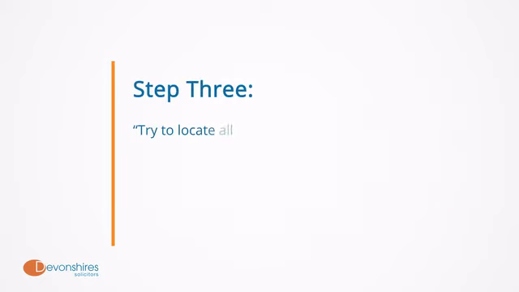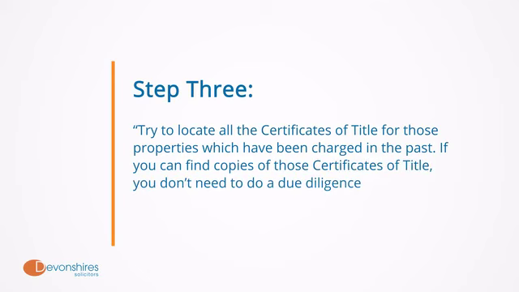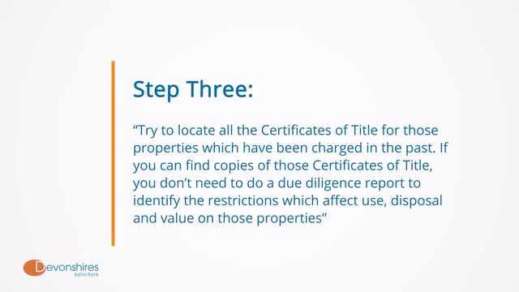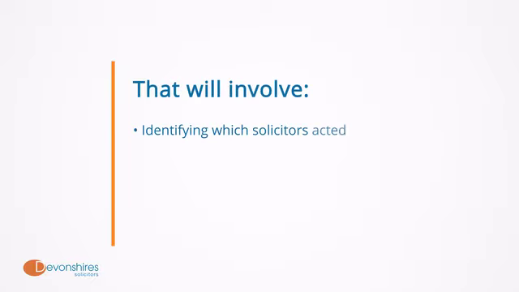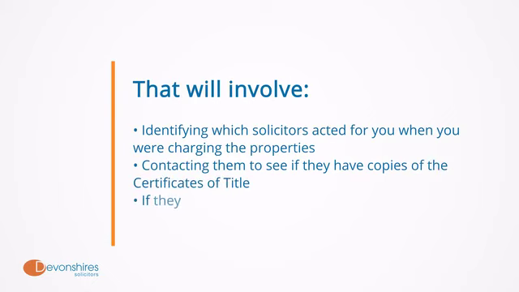Step 3 is trying to locate copies of all of the certificates of title for those properties which have been charged in the past, because if you can find copies of those certificates of title, you don't need to do a due diligence review to identify the restrictions which affect use, disposal and value on those properties, because those restrictions would be contained in the certificates of title. That will involve identifying which solicitors acted for you when you were charging the properties, contacting them to see if they have copies of the certificates of title, and if they don't, contacting the lenders to see if they do.